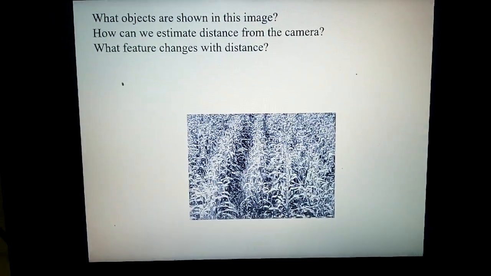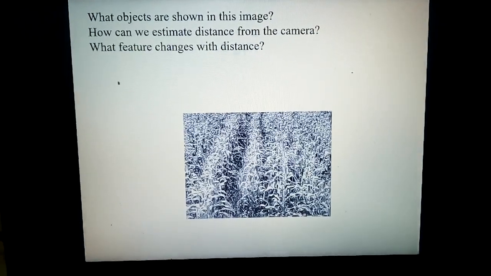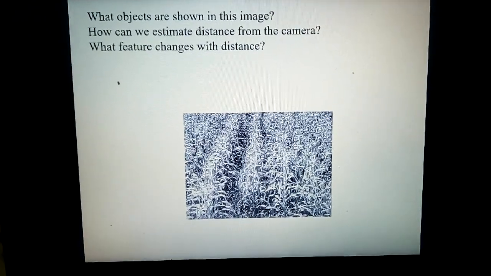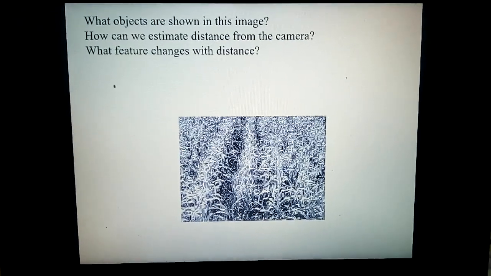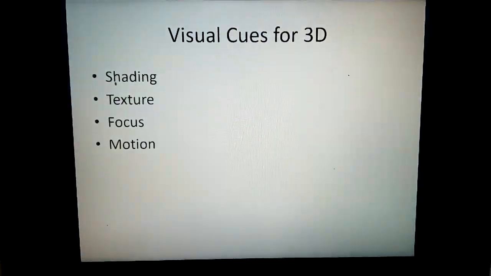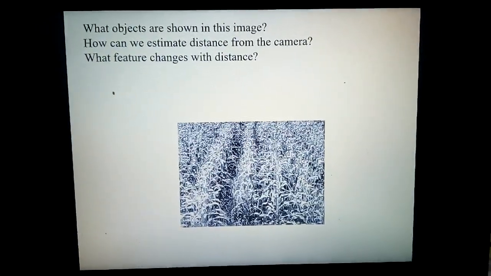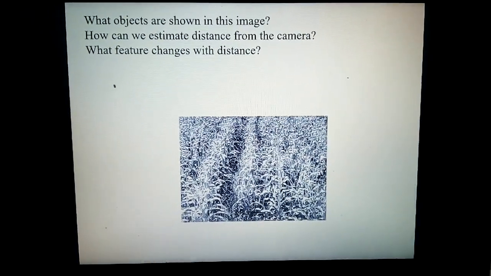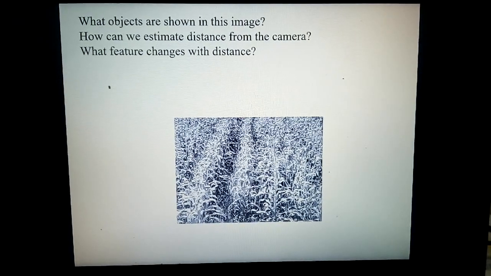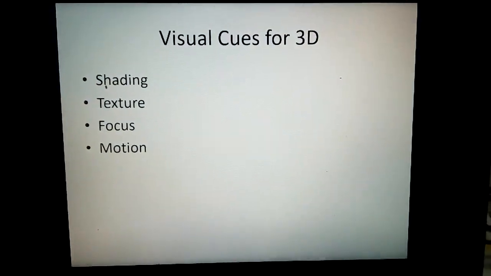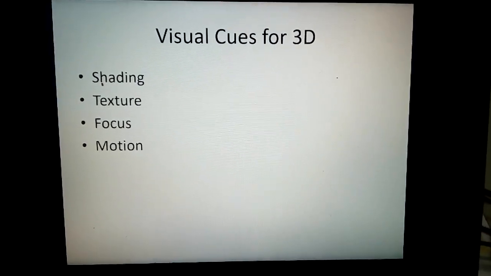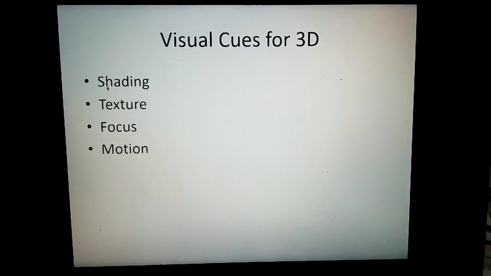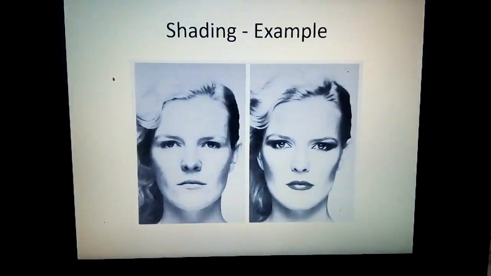So the question arises of how to perceive the depth and the distance of the objects from the camera. But how can we do this in the case of a camera? Visual cues for 3D are used for this purpose, like shading, texture, focus or motion. These things can be used to perceive depth.